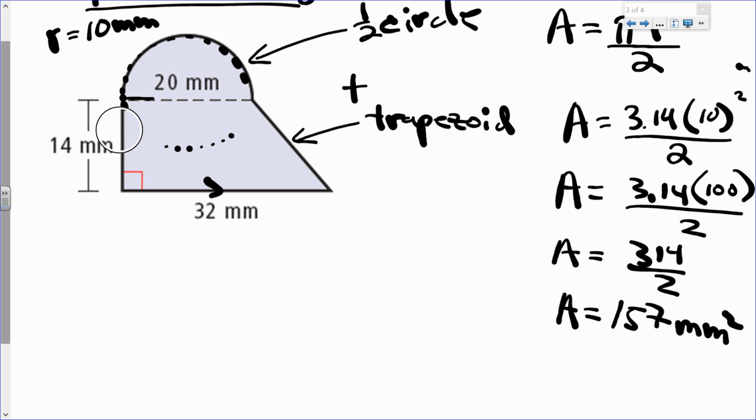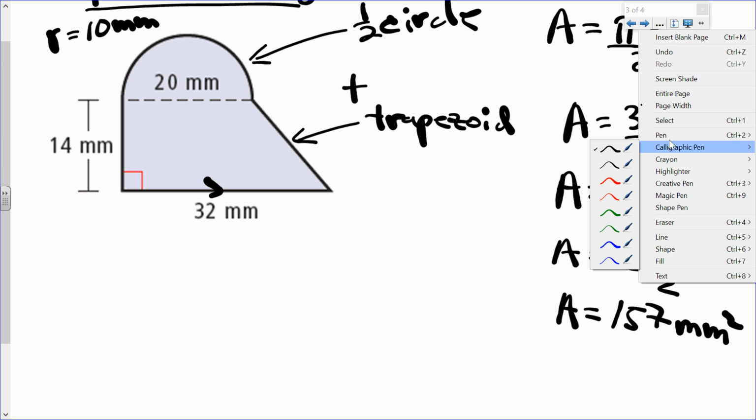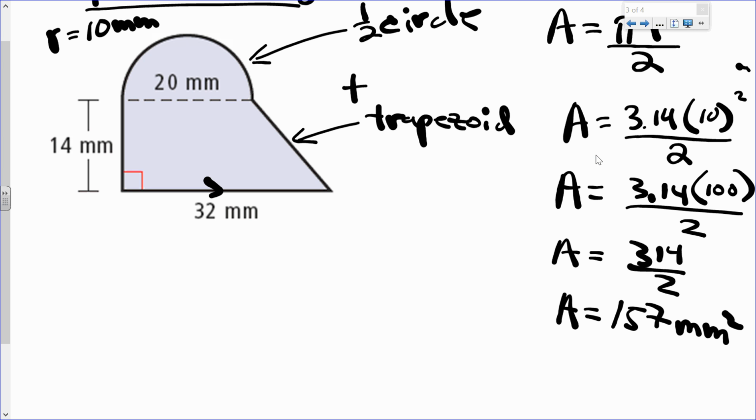So let me put that in there. You might want to put that on your own picture. We just found out the area of the half circle. It's 157 square millimeters. So I'm going to write it inside the half circle just to remind myself. So this is 157 square millimeters, this half circle here. That's the area, right here. That's how many square millimeters fit in that space.